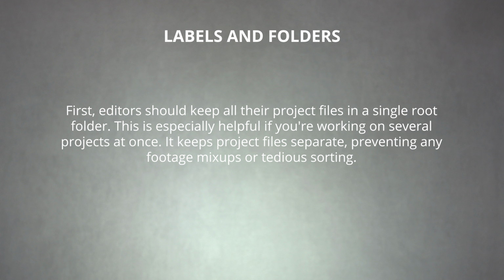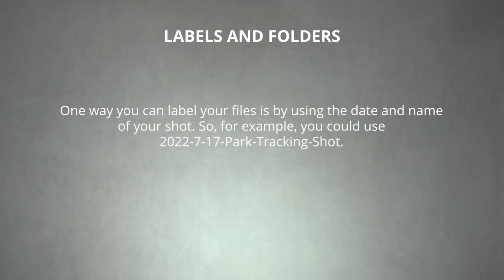Labeling your folders and files also makes finding files quicker and more efficient. However, if you decide to label your files, make sure to use that method consistently for all your files. One way you can label your files is by using the date and the name of your shot. For example, you could use 2022-7/17 for the date, park tracking shot.